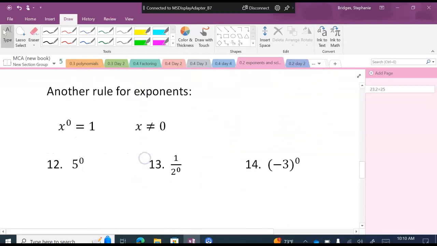Oh, I forgot. We got to add one more rule first, and then we can move on to variables. The last rule that we're going to talk about today about our exponents is a very easy rule. Any number x raised to the 0 power is always going to be 1, except for 0. 0 to the 0 power is undefined. Okay? Any number raised to the 0 power is always 1.